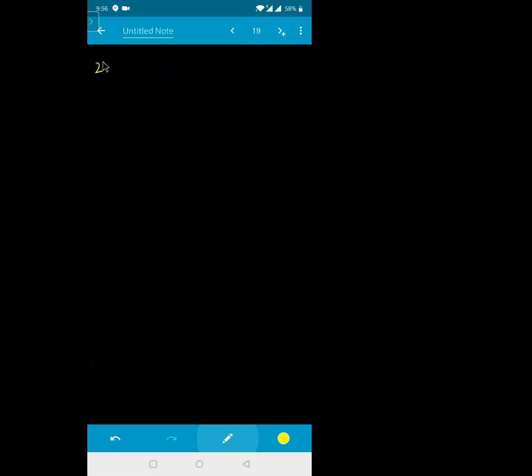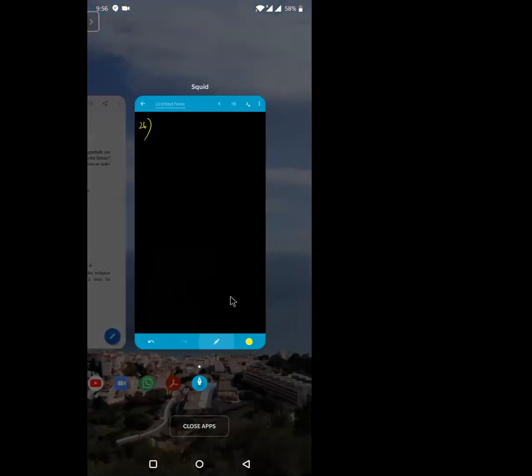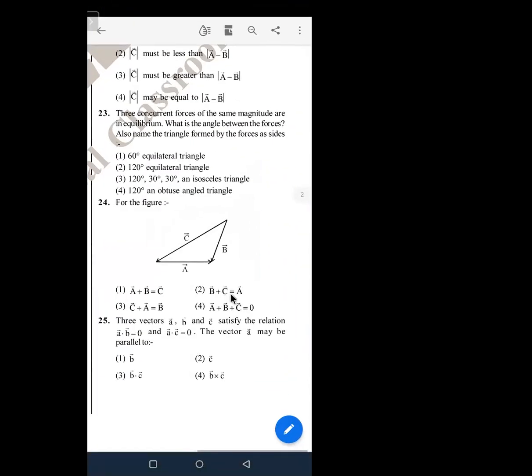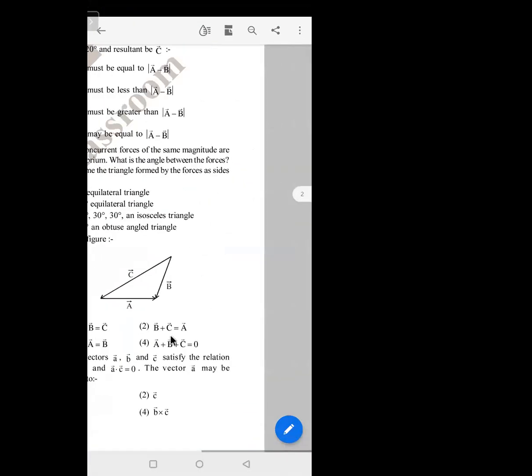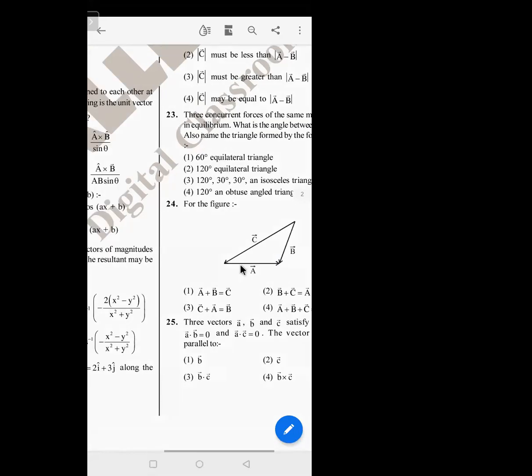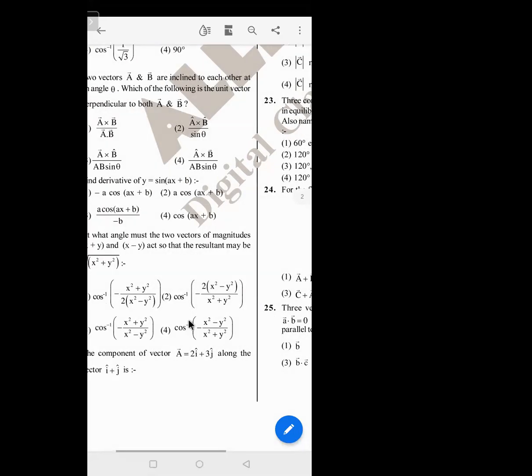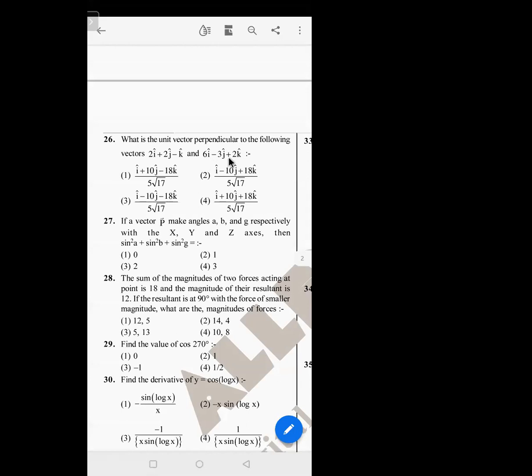Question number 26. Let's see, right now, where is question number 26? What is the unit vector perpendicular to the following vectors: 2i cap plus 2j cap minus k cap and 6i cap minus 3j cap plus 2k cap? I hope everyone has done this question.